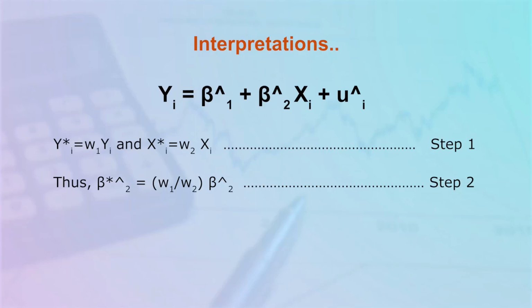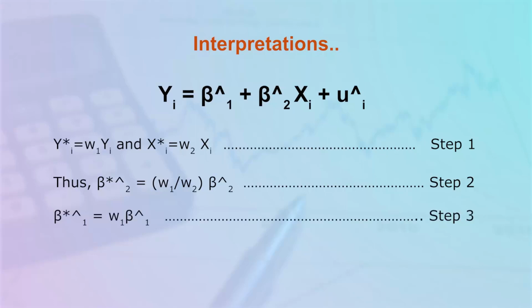So after that we get beta star, which we have just derived in step 2 as w1 by w2 into beta hat 2. Accordingly, we can also represent beta 1 hat star as w1 times beta 1 hat. That means beta 1 hat star, the estimated value of the intercept term, is also associated with only w1, as we can see in this equation, or step number 3.